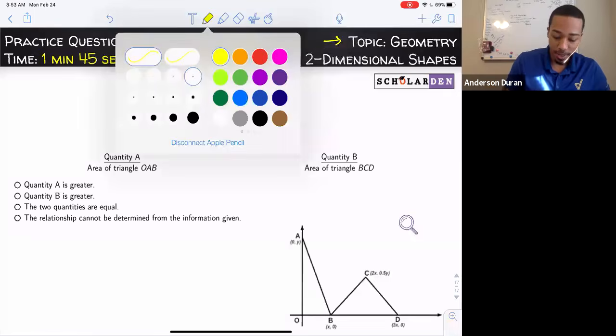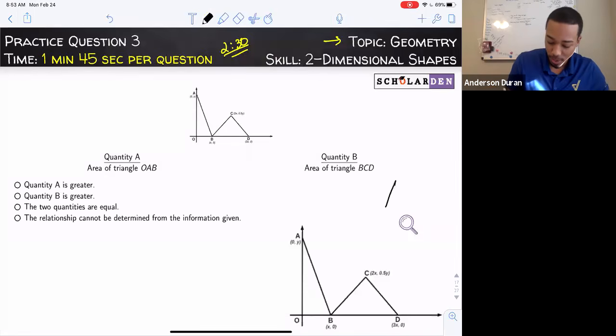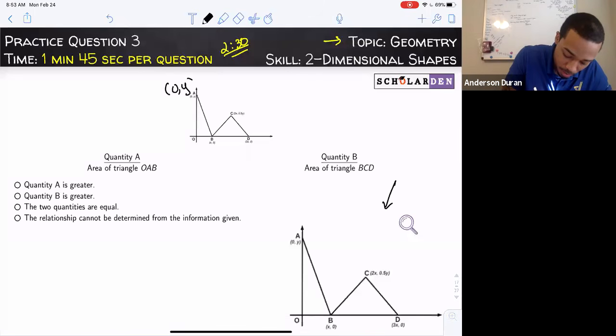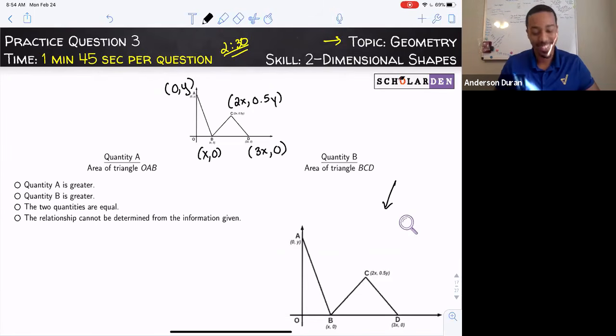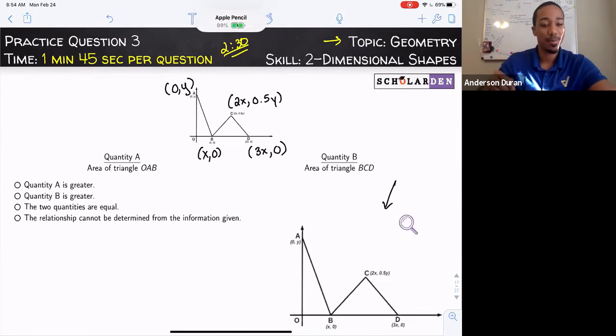Yeah, Apurva, I got you. Yeah, so I scaled it up over here to make sure that we could see, but I will go ahead and write it out for us here. So this is 0, y. This one right here is x, comma 0. This one is 2x, 0.5y. And this one is 3x and 0. There we go. Hopefully that helps. All right, so keep it going. Remember, don't share answers until I say go.